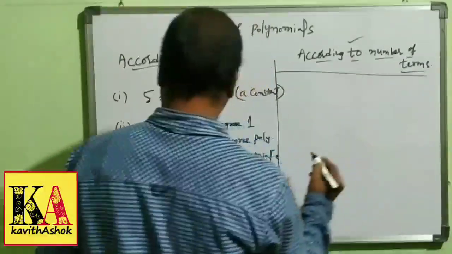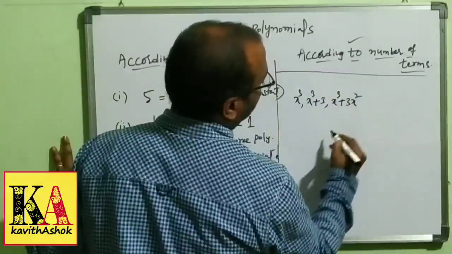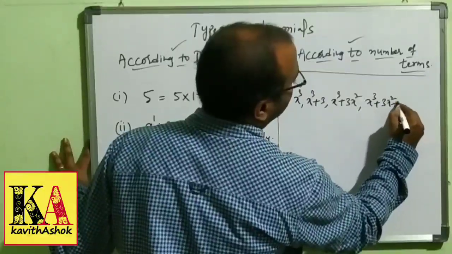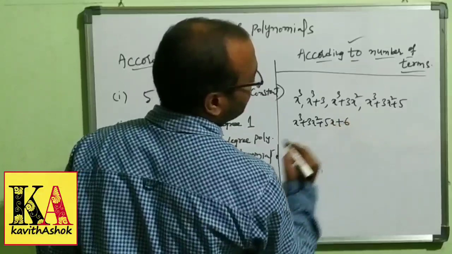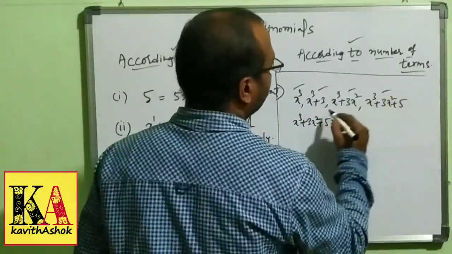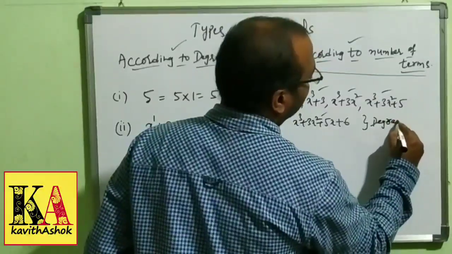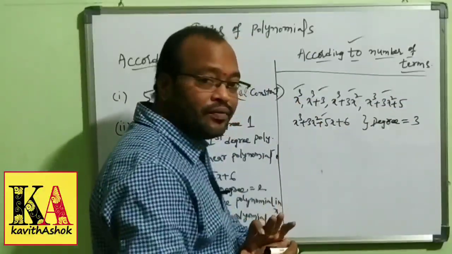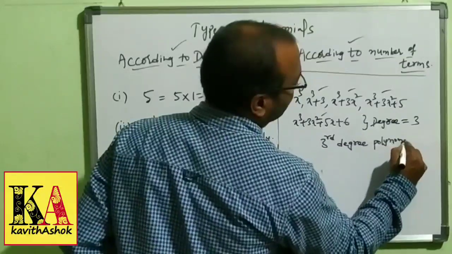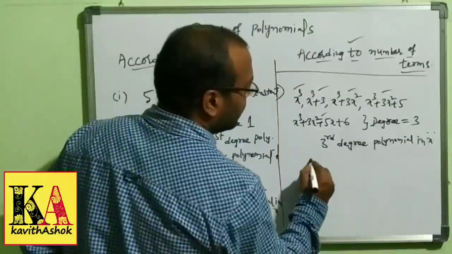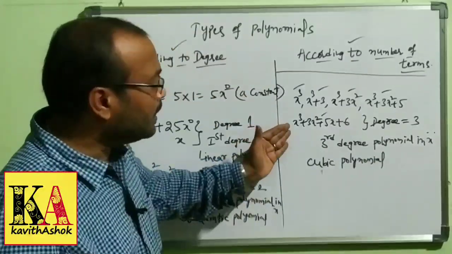Next, suppose x cube is there, or x cube plus 3, or x cube plus 3x square, or x cube plus 3x square plus 5, or x cube plus 3x square plus 5x plus 6 is also there. Look at here now. Whatever you want you can express. In all these cases, degree is what? Degree is 3. Highest power of x is 3. Then we can call this a third degree polynomial in x, or simply we can call this a cubic polynomial.